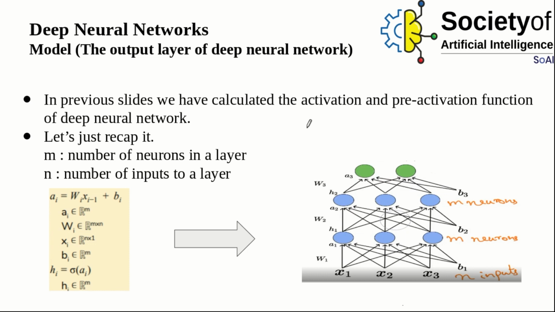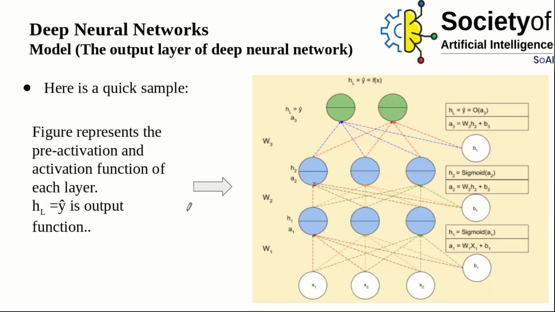In the previous slides, we have calculated the activation and the pre-activation function for our DNN. So let's recap it. Ai, which is the pre-activation function, is Wi times h of i minus 1 plus bi, and hi is sigmoid of Ai. So here is a quick sample for it. The figure represents the pre-activation function and the activation function of each layer. hL is equal to y cap, which is the output function.